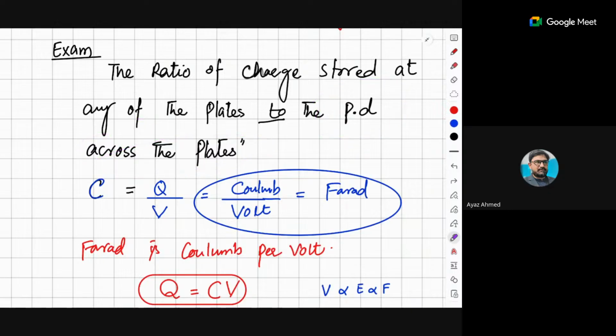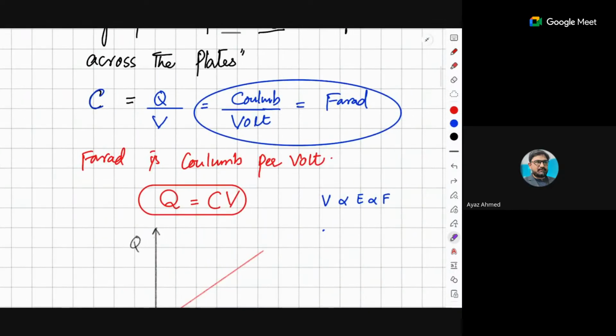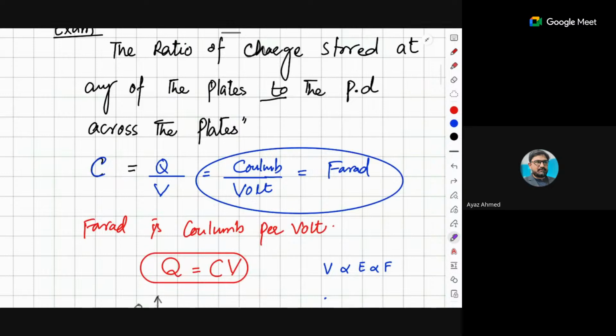Okay, so C is equal to Q by V. That is the formula you have to recall. That means if you are asked to define the farad, the farad is coulomb per volt. What is a farad? A farad is coulomb per volt.